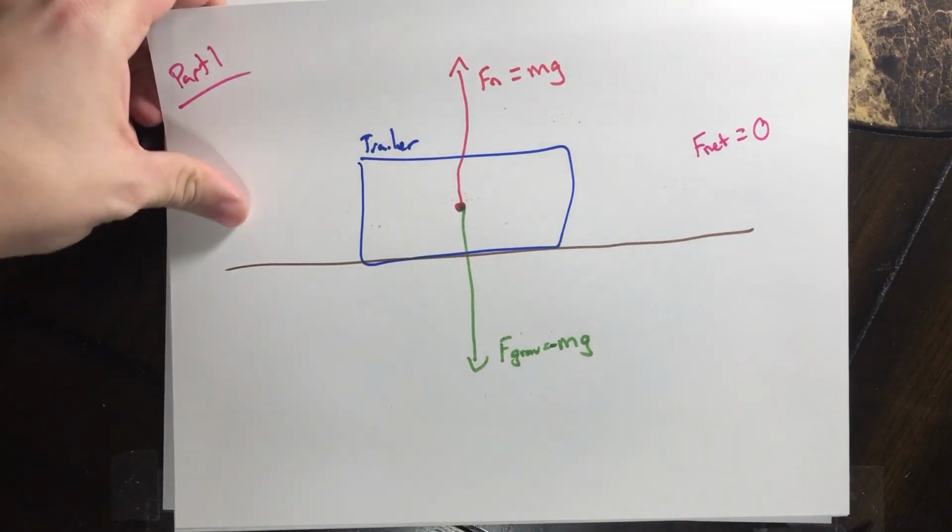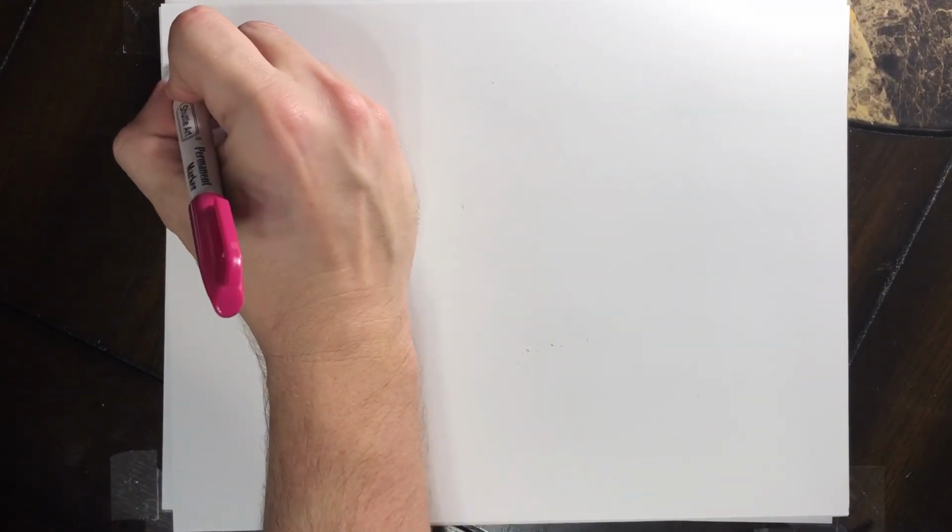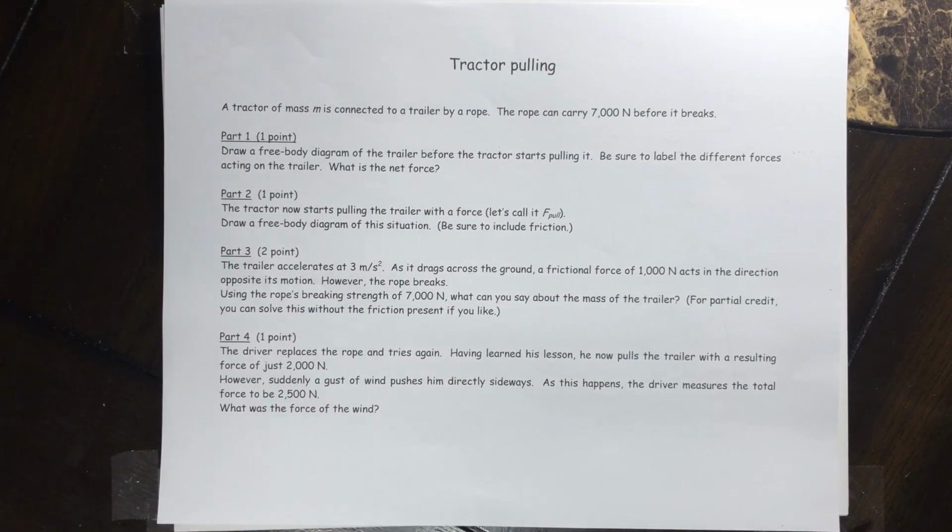All right, next we've got part 2 coming up. We now know that the tractor starts to pull the trailer with a force, we'll call it F pull, and it wants us to update our free body diagram for this situation.